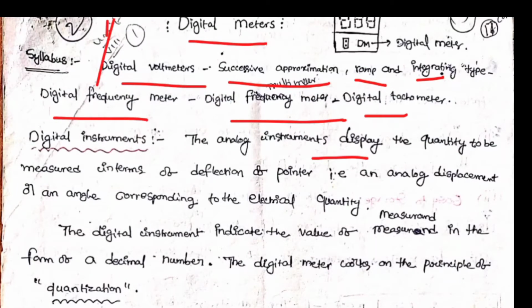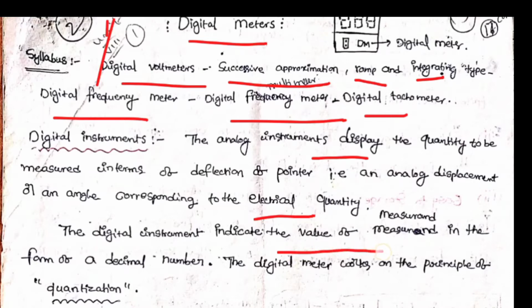The digital meter directly displays the signal, whereas in analog instruments the deflection of the pointer indicates the measurand. That is an analog displacement angle corresponding to the electrical quantity. The pointer indicates the measurand in case of an analog instrument, but in a digital instrument directly the value will be a decimal number.